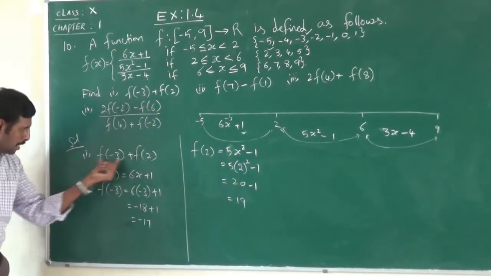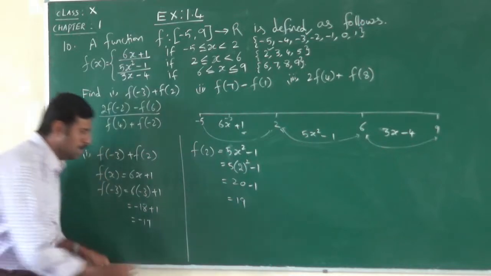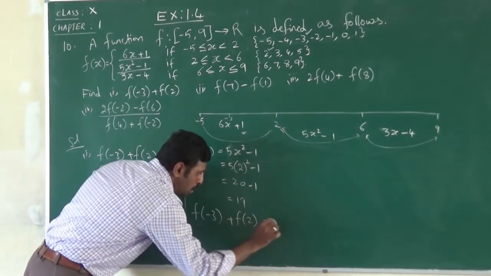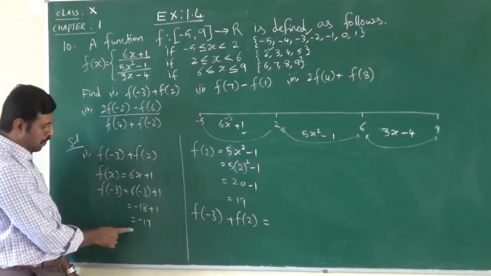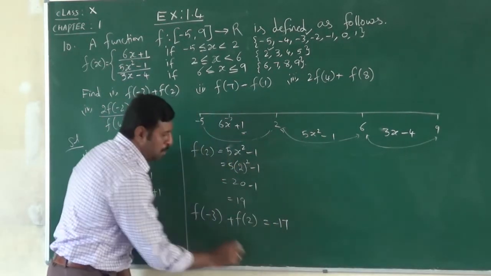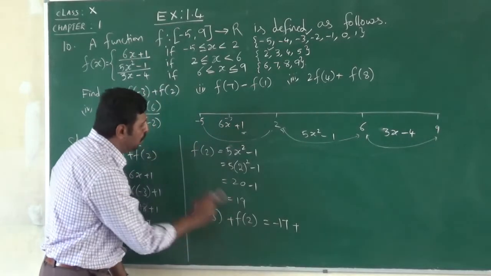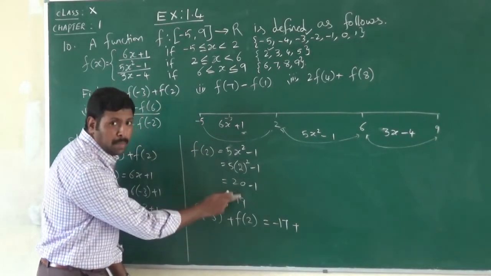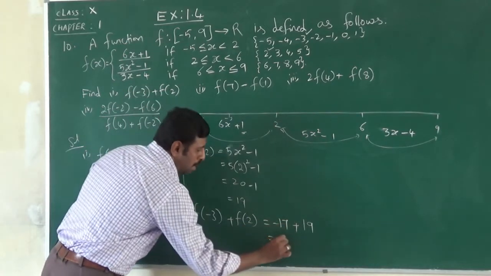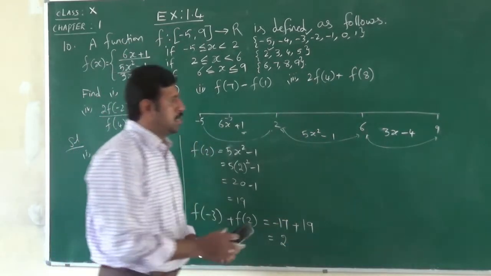Now we want to add these two functions, right? So f of minus 3 plus f of 2 is equal to, f of minus 3 we have found out is minus 17. Here we have plus symbol, so plus f of 2, we have found out that the element is 19. The function of f of 2 is 19. When we add these, we get 2. Next one.